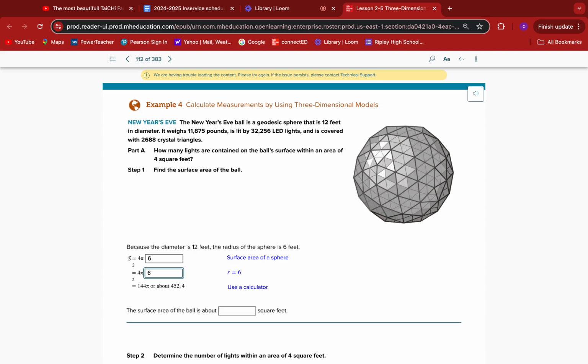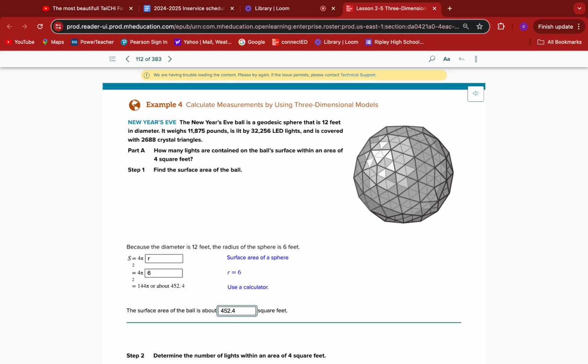I'm not sure why I'm putting it twice. Oh, okay, they wanted just the R right there. Forgive me. R, and then 6. All right, so remember, don't multiply 4 times 6. Multiply 4 times 6 squared. So square the 6 times the 4, and then times your pi. Use your calculator. You get 452.4 square feet.